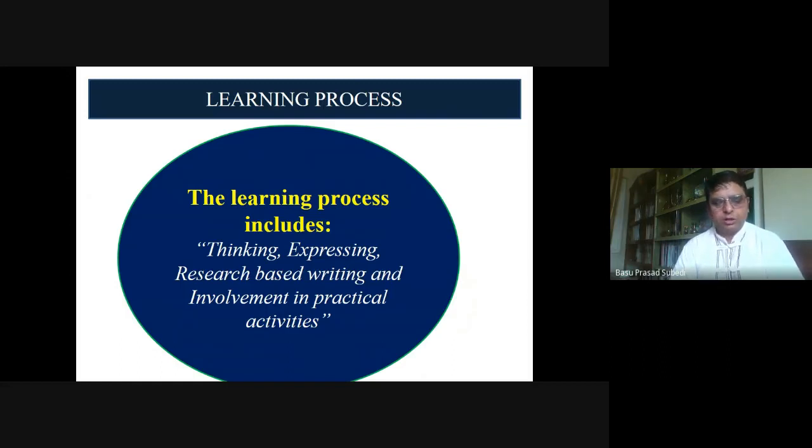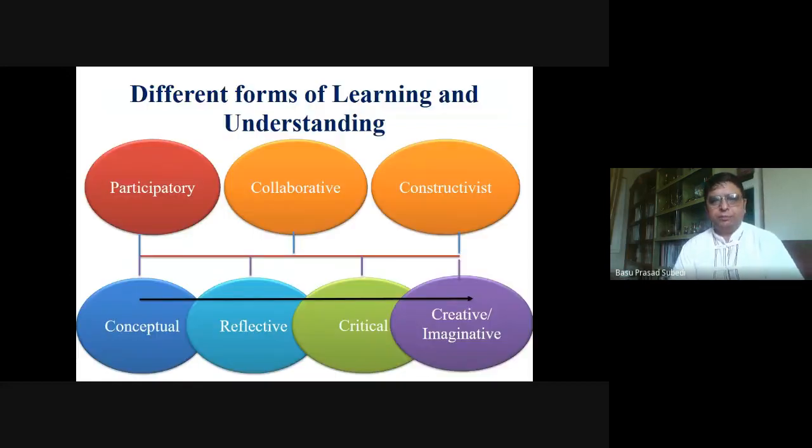Likewise, we motivate the learner for research-based writing, and we also involve the learner in various practical activities during this course. While doing this, to learn more and understand more, we try to use participatory pedagogy, collaborative pedagogy, or the constructivist approach of pedagogy, to develop concepts, reflective thinking, critical skills, as well as the creative and imaginative power of the learner.